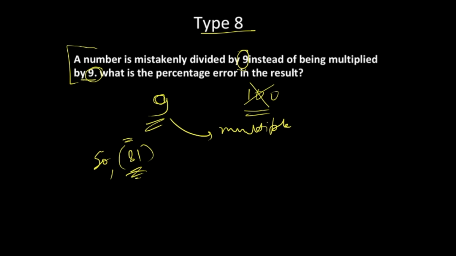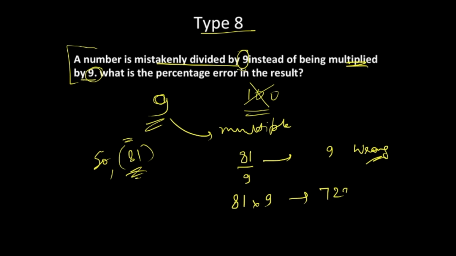So a number is mistakenly divided by 9. So this given number is, let's say, 81, and if it is being divided by 9, this is going to be 9. So this is going to be a wrong answer, right? Because it is mistakenly being divided by 9. The actual answer should have been, had it been multiplied by 9, 81 times 9, which is 729. So this is your right answer, right?